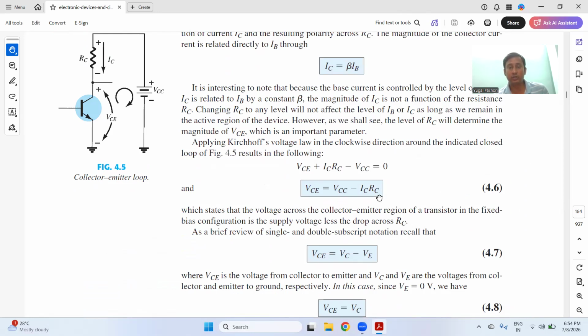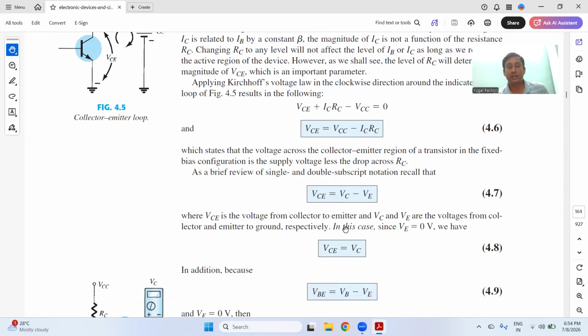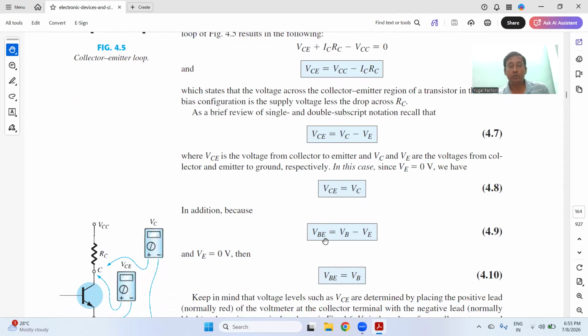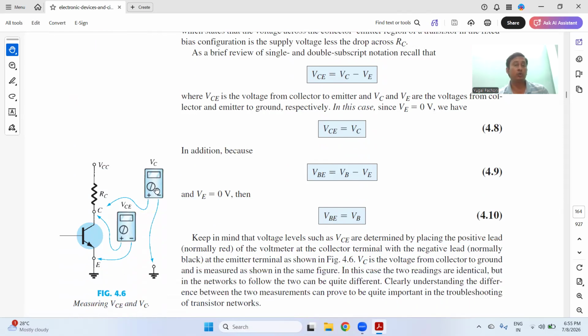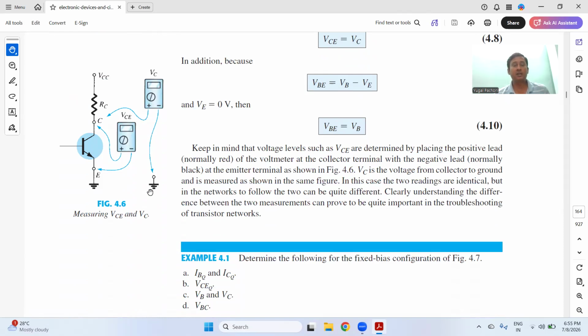So ICRC is shifted to this side. Then you get VCE is equal to VCC minus ICRC. So you can neglect the term VE since there is no emitter resistance. So VCE is equal to VC. And VBE is generally 0.7, which you can find out from the drop between the base and the emitter with the multimeter. You can find any current or voltage across a resistance with the help of a multimeter. So this is known as a fixed bias circuit.